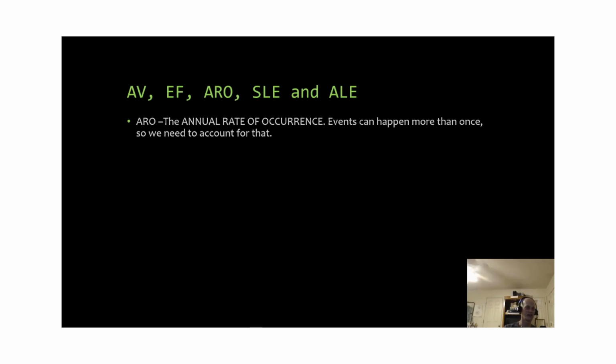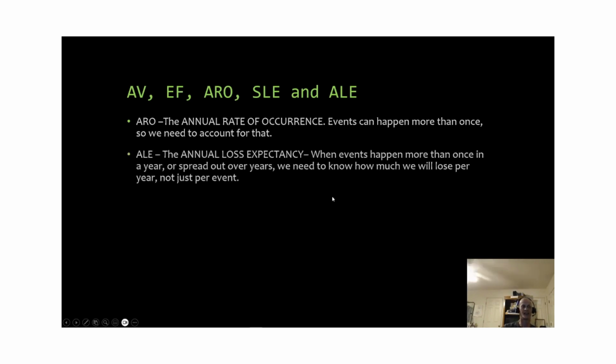In the case of the fire, they didn't really give us an annual rate of occurrence, so we're assuming it's 1. But for each fire we lose 12 grand. If there's 2 fires, we lose 24 grand. So we have to know the ARO, the annual rate of occurrence. That's going to help us figure out the ALE, the annual loss expectancy. How much we are expected to lose in 1 year, or it could be spread out over multiple years. Okay? So this isn't just per event. This is per year. So if we count 4 years, that would be multiplied by 4, or if there are 4 events in 1 year, that's what that is. Okay.